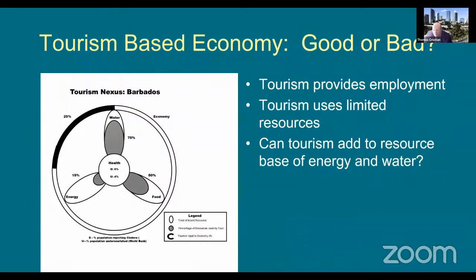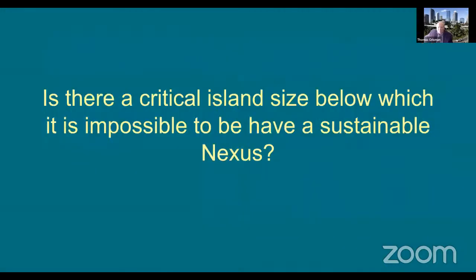When you do a change in the tourism, this is a national model that we made for Barbados, you see that currently 25% of the economy is based on tourism, but it implies it provides employment, but it uses valuable resources. And what we're trying to figure out, is tourism a negative or a positive? And I know that Saudi Arabia is considering increasing the tourism section as well. And what does this mean? We need to have some kind of a nexus model for that.